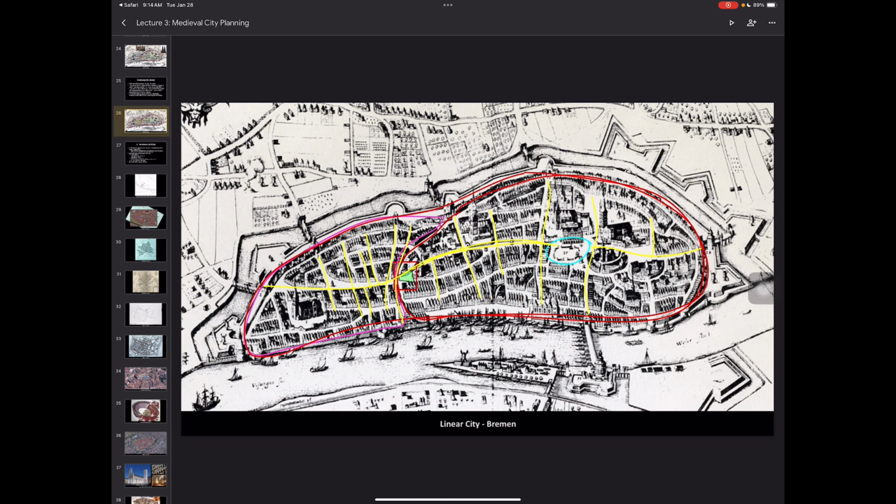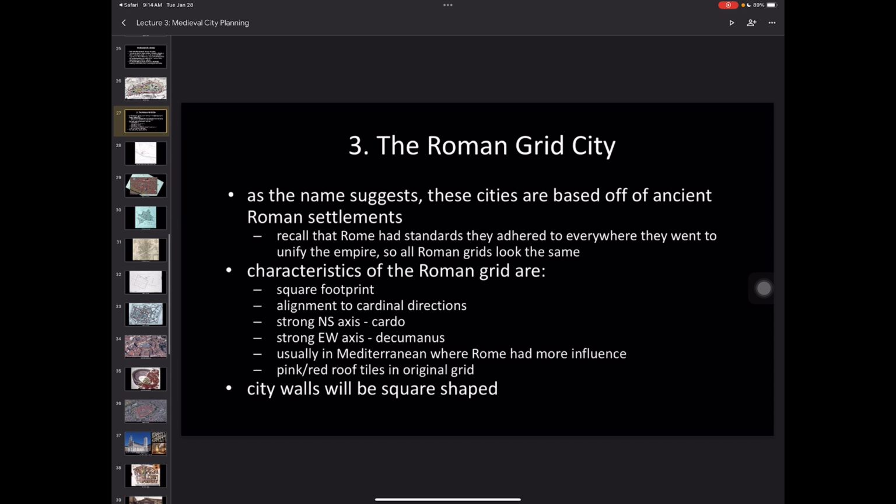Now the third type of city we're gonna look at is the Roman grid city. So just because Rome itself fell doesn't mean that everything they produced disappeared altogether, right? So in medieval ages, they do still use a lot of the infrastructure that the Romans built, and they just build upon it, right? And that's where we get our idea of a Roman grid city. So it is based off of their military camps.